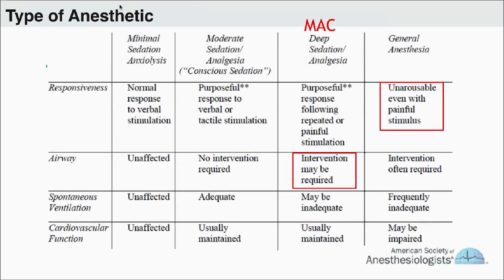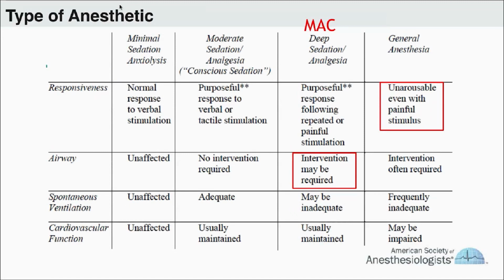This is a chart from the ASA describing the different types of anesthesia and the different interventions that we may need to partake in a patient undergoing this type of anesthesia. And if we focus on the right two columns, the MAC or deep sedation and the general anesthesia, these are the things that we'll typically provide. Under responsiveness, in a MAC a patient should be responsive to repeated painful stimuli, whereas in a general anesthetic, the patient should be unarousable even with the most painful stimulus provided.